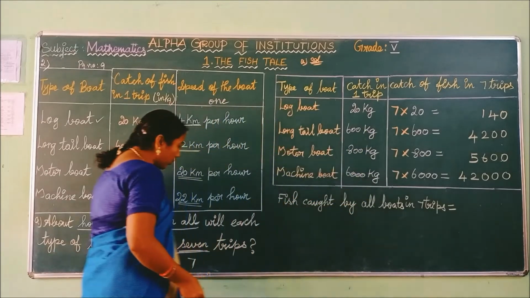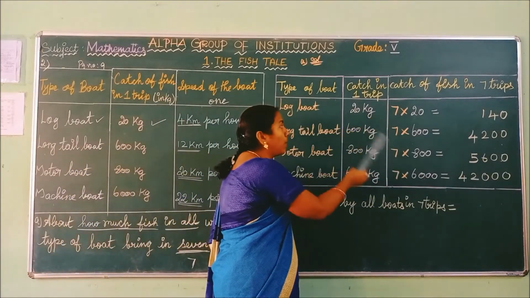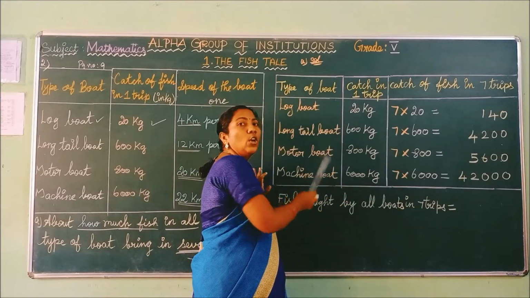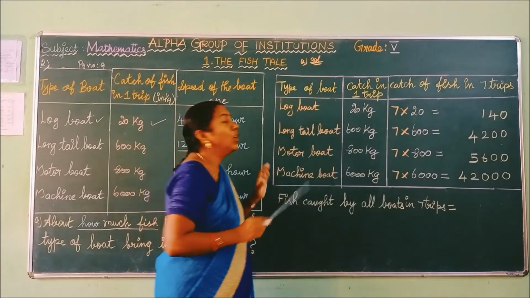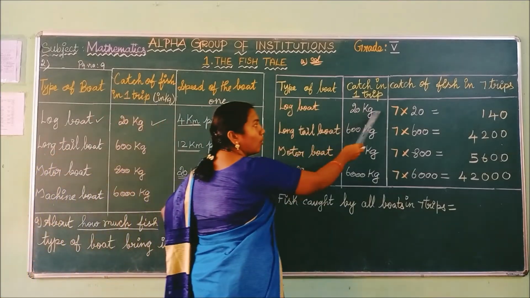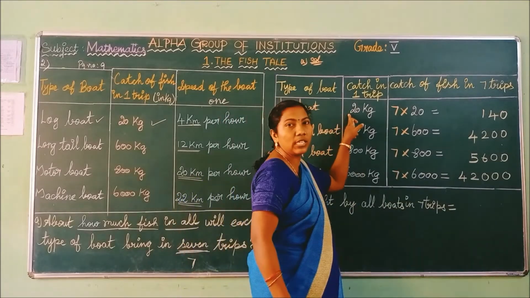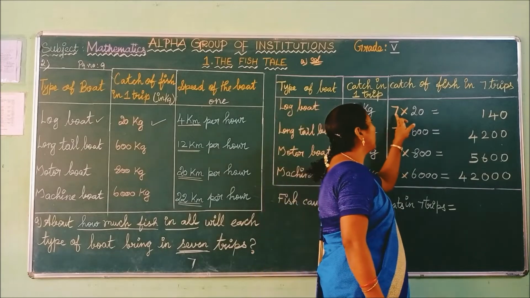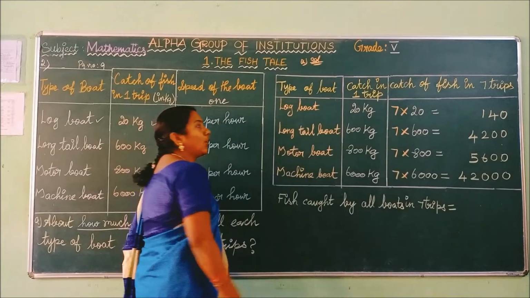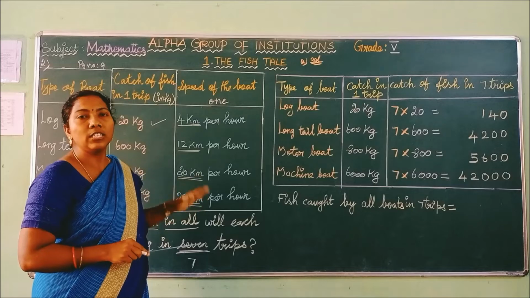Suppose in this question they have given some other number, 4 or 3, like that, then you have to use that number to multiply these values. Also listen carefully children, if these values change, you have to follow the same procedure only. You have to multiply the number of trips with the total amount of fish caught by each type of boat. So instead of 20, suppose here we have 40, you have to multiply the 7 by 40. Instead of 7, in the question they have given 5, then you have to use 5 here. So you should be very clear in the procedure of each sum.